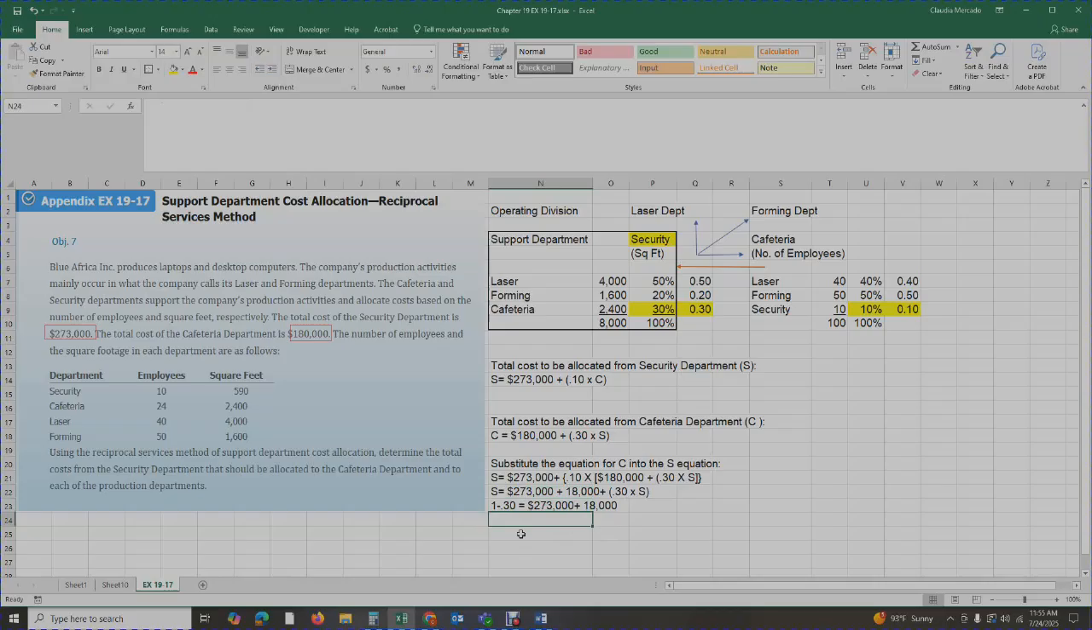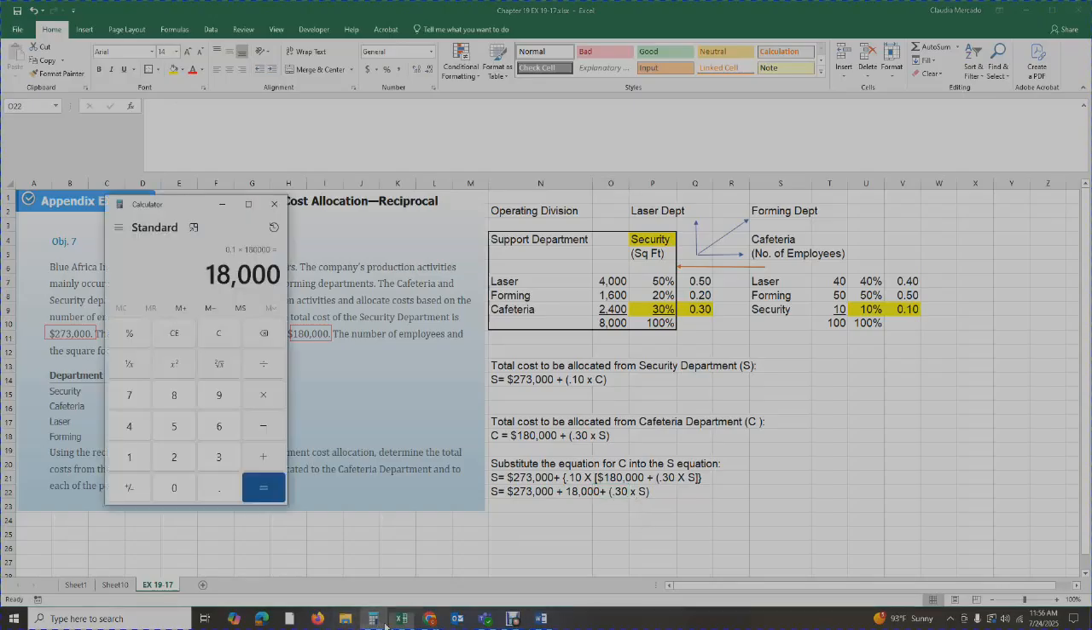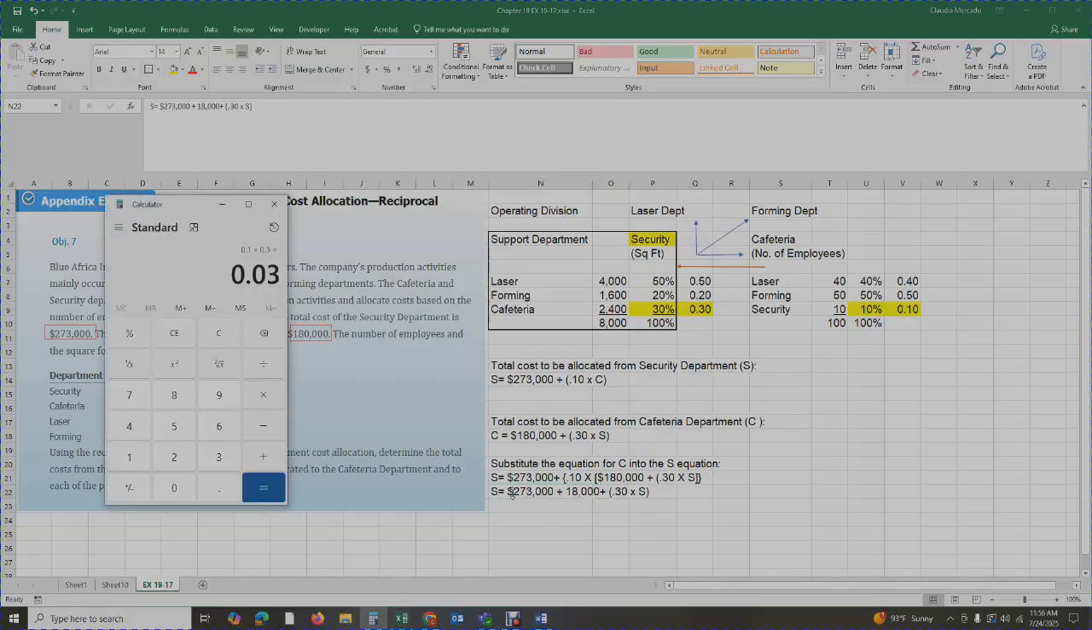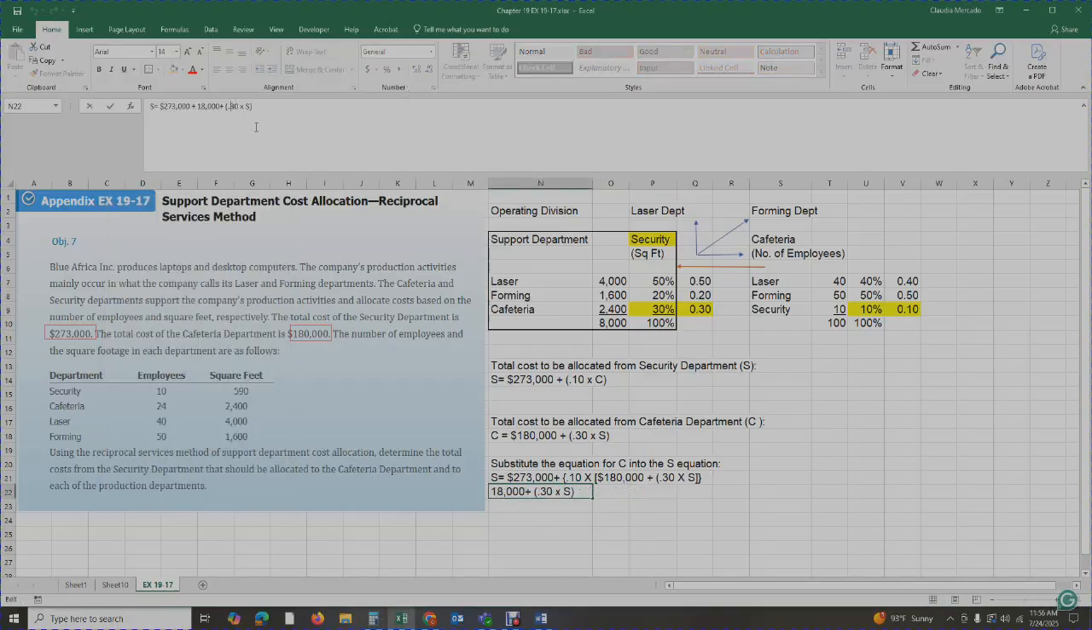Okay, I forgot a step. Let me delete this. Here we were supposed to multiply. What's my 0.10? 0.10 times 0.10. We forgot to multiply. Here I multiplied the 0.10 times the 180,000, which gives me 18,000. And then I need to multiply the 0.10 times the 0.30. That gives me 0.03. So I need to change this to 0.03.